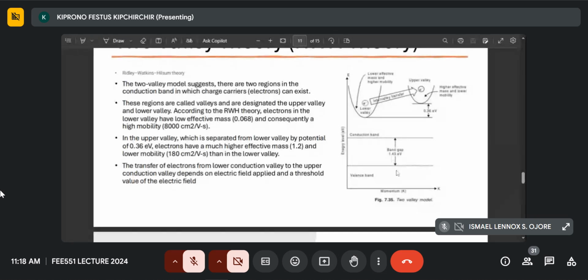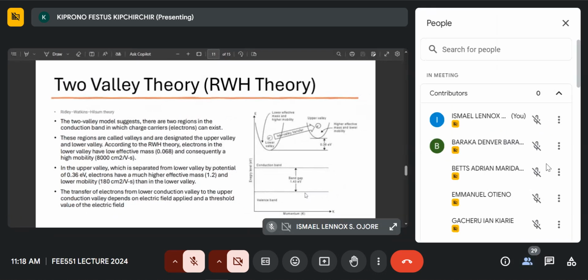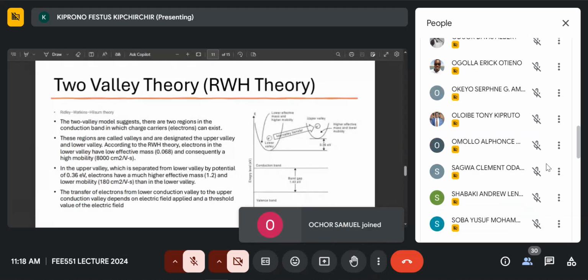As you can remember, for conductors the valence band and the conduction band tend to overlap. But with semiconductors, they don't overlap. There's always some sort of energy gap that needs to be overcome.